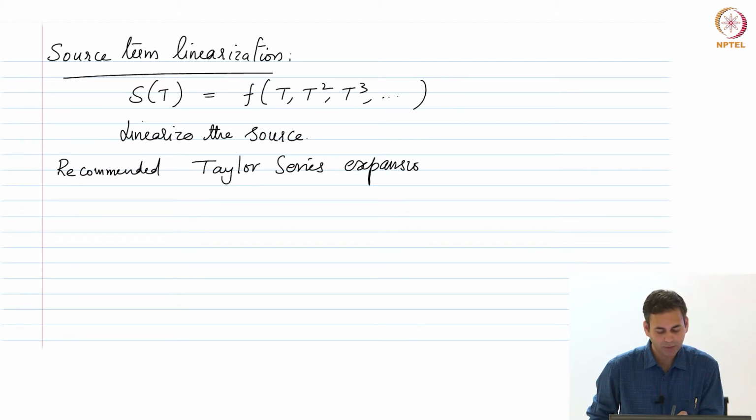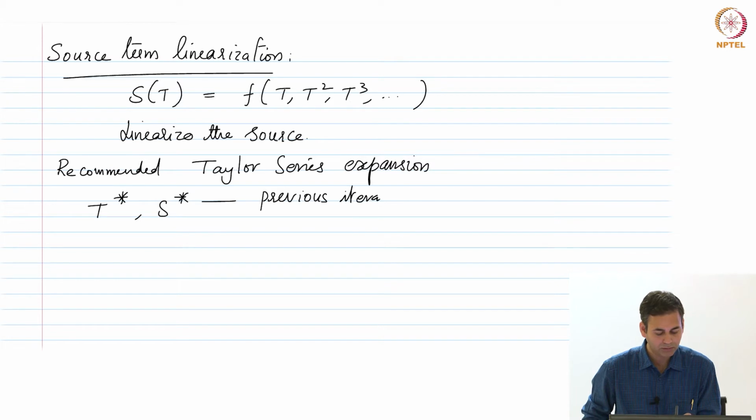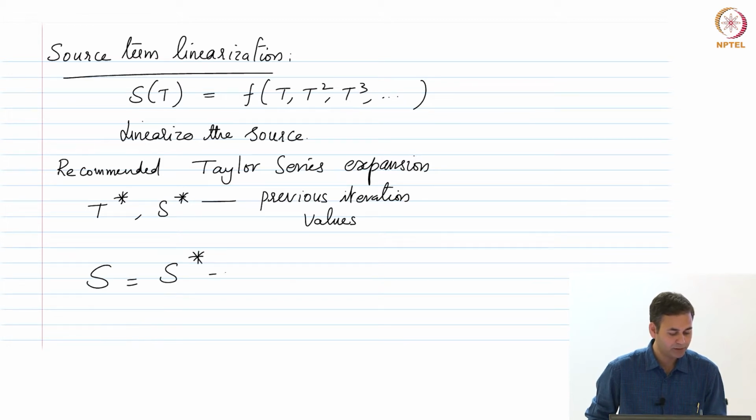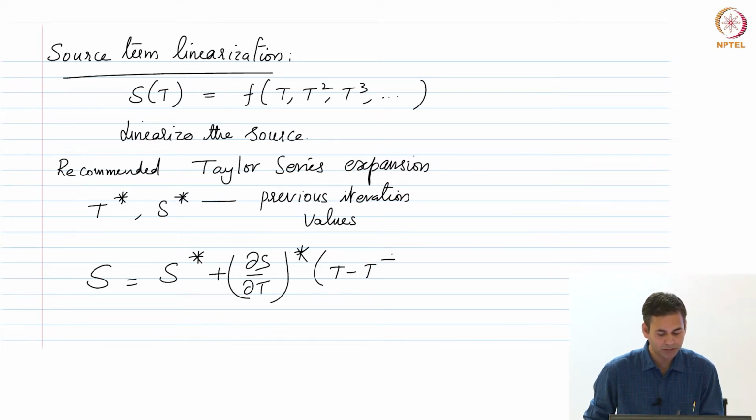So, if we know the values of the source term at the previous iteration, where the star indicates the previous iteration values, then we expand the current value of the source term about the previous values using Taylor series. That means S would be expanded as S star plus partial S partial T star times T minus T star. Of course, you can go for higher order terms, but that is not required because we are using a linear model. So, this is essentially expanding about the star values, the previous iterative values.